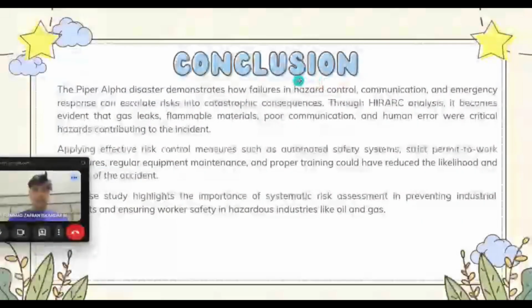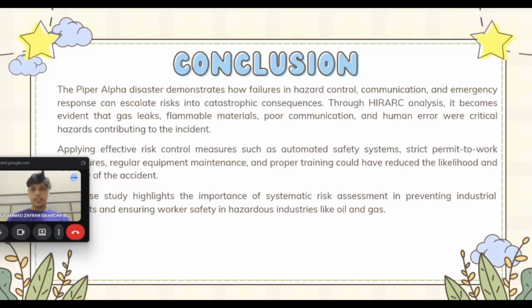And the conclusion. The Piper Alpha disaster demonstrates how failure in hazard control, communication, and emergency response can escalate risk into catastrophic consequences. Through HIRARC analysis, it becomes evident that gas leaks, flammable materials, poor communication, and human error were critical hazards contributing to the incident. Applying effective risk control measures such as automated safety systems, strict permit-to-work procedures, regular equipment maintenance, and proper training could have reduced the likelihood and severity of the accident.